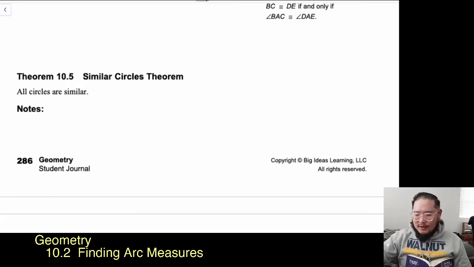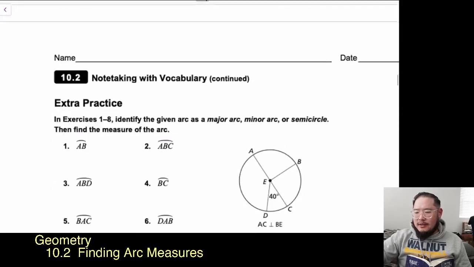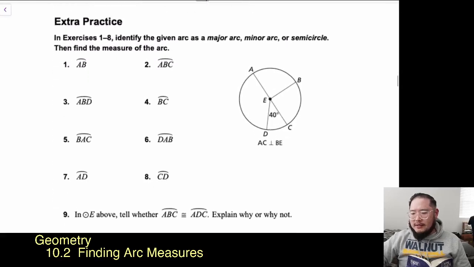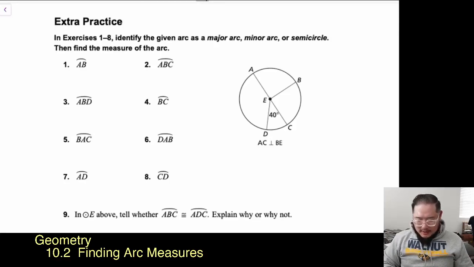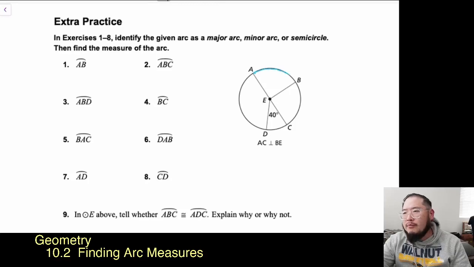All right, so let's go ahead and put this all together right here and take a look at our extra practice. Identify the given arc as major, minor, or a semicircle. So I'm going to take a look at the diagram and let's draw things out. I'll trace things. And right here, that in blue is arc AB.